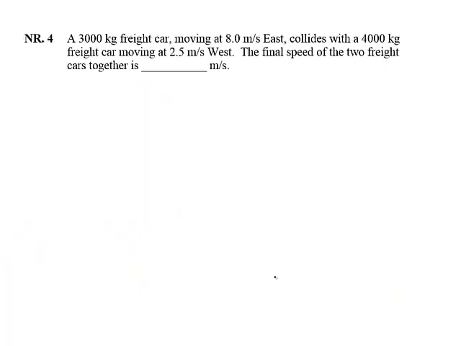Response number 4. A 3,000 kilogram freight car moving at 8.0 meters per second east collides with a 4,000 kilogram freight car moving at 2.5 meters per second west. The final speed of the two freight cars together is blank meters per second.